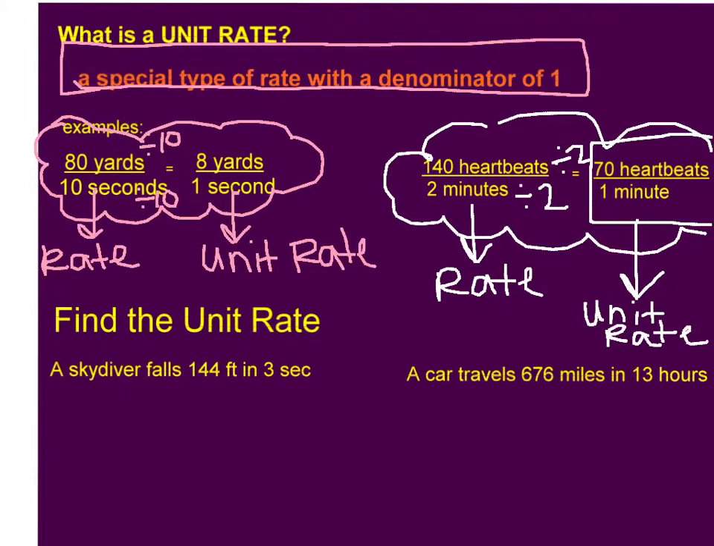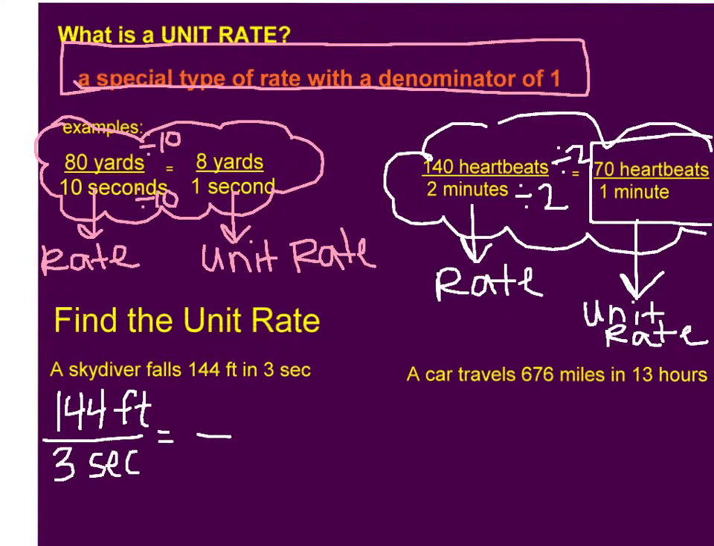What we're going to look at next is just being able to find the unit rate. And it entails 2 things. We first have to write the rate. Then after that, we divide away our denominator to find the unit rate. So looking at this example, it says a skydiver falls 144 feet in 3 seconds. So we're first going to write the rate. That's 144 feet in 3 seconds.